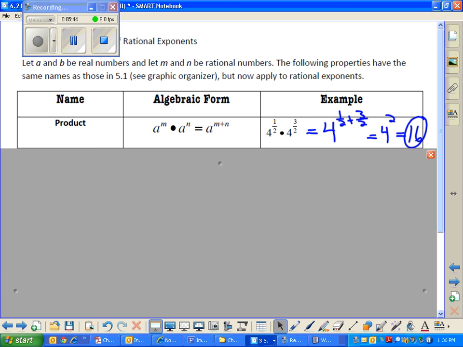So I gave you an example there. If you have 4 to the 1/2 times 4 to the 3/2, you just add the 1/2 plus 3/2. That's 4 over 2. 4 over 2 is just 2. And then 4 squared is 16.